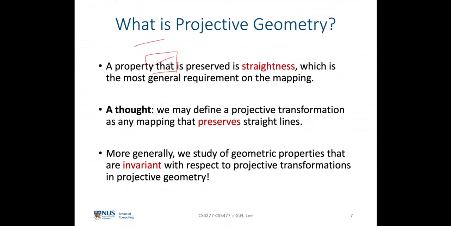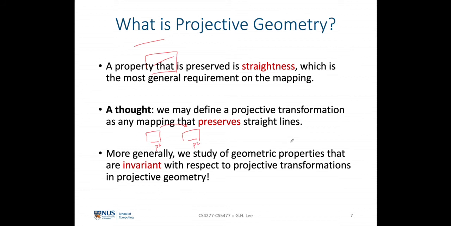And the thought here is that we may actually make use of this invariant property of the straightness to define a projective transformation, or to describe the whole set of projective geometry that preserves the straight line. This means that mathematically we can formulate some form of projective mapping that maps from one projective space to another projective space. For example, in the 2D projective space, which I'm going to denote as P2.